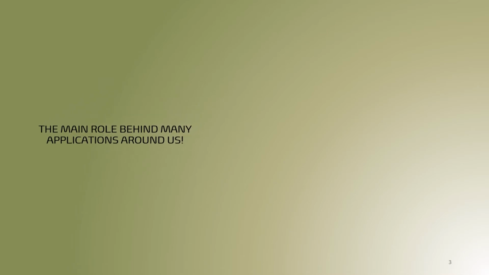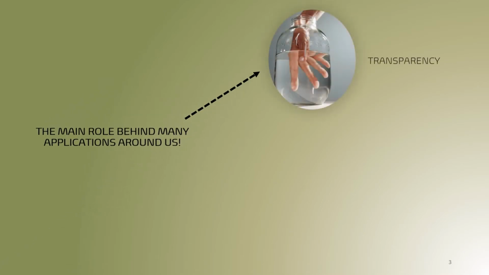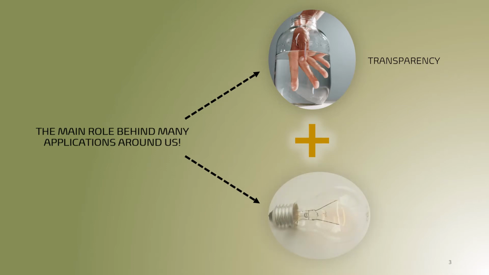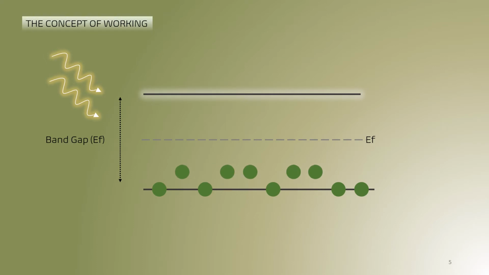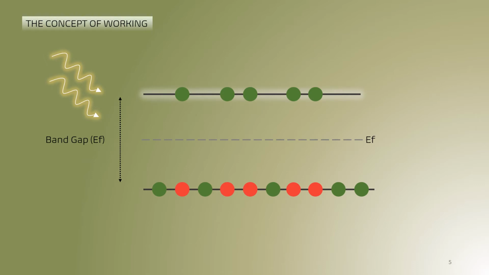The uniqueness of this material is it is transparent and at the same time it is an electrical conductor. So how is it happening? We are familiar with this illustration of the valence band and the conduction band. The Fermi energy is at half distance between the valence band and the conduction band. If we apply some light to that material, some electrons can be excited to the conduction band and leave behind some holes. With applying some potential, it will be able to conduct electricity.